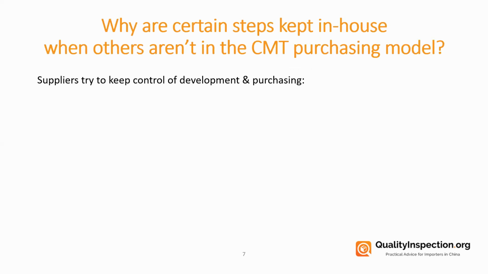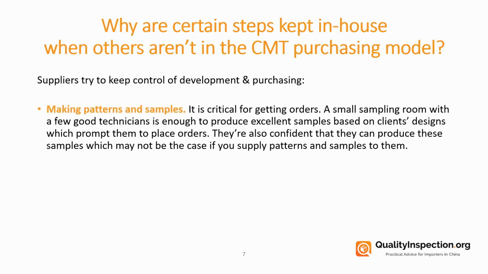So the question is, why are certain steps kept in-house when others aren't in the CMT purchasing model? Well, suppliers want to keep control of development and purchasing. For example, when they're making patterns and samples, these are really critical for getting orders. If these go wrong, they won't get the order. Setting up a small sampling room with a few good technicians is enough to produce excellent samples based on your designs. What's more, if they're confident that they can produce these samples, then they'll also be confident that they can produce them in mass production too.